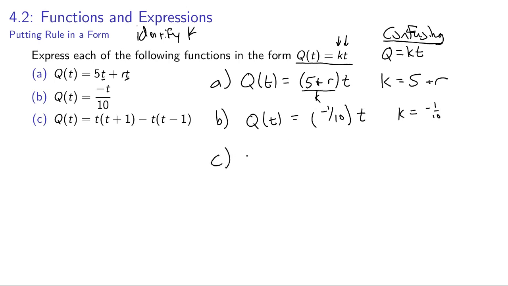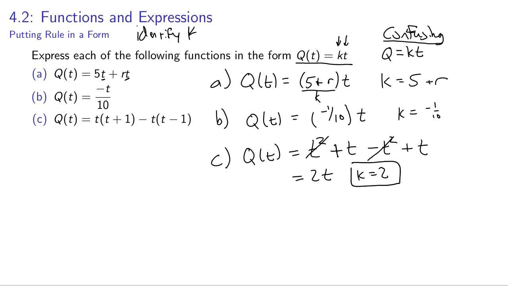For C, much more complicated. We have q of t as this crazy expression, which doesn't even look like it can possibly be in this form. Well, let's go ahead and distribute this out and see what happens. Maybe we'll have some canceling. t squared plus t is the first expression, minus t squared plus t, because we have minus times minus. Sure enough, t squared minus t squared is 0. We're left with 2t, k is 2. So here the problem really was massaging the crazy expression into the form that we need it to be in.